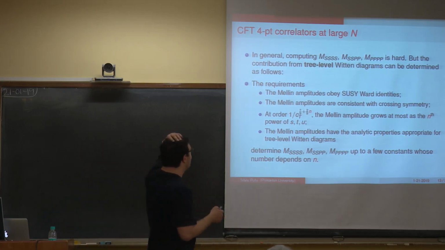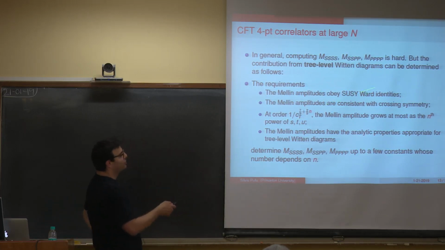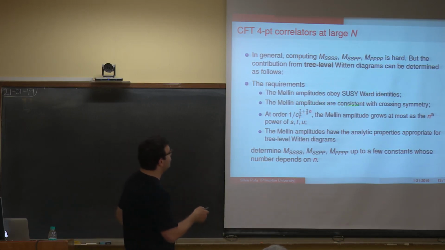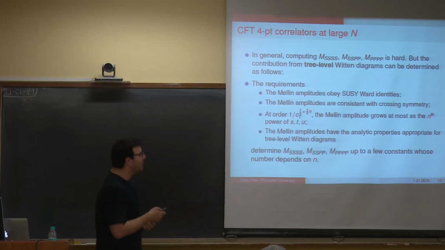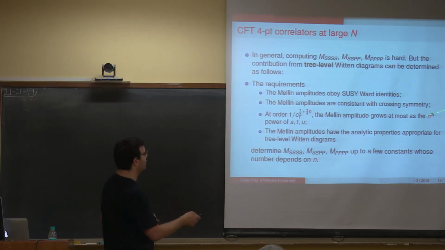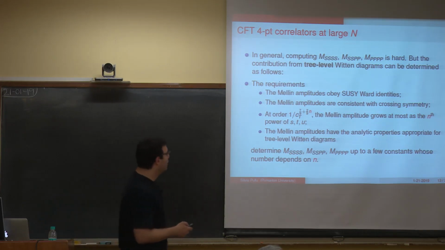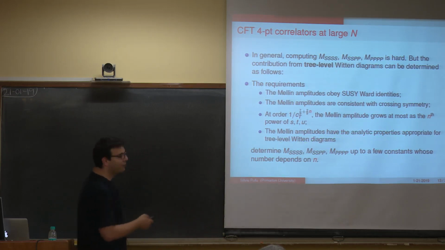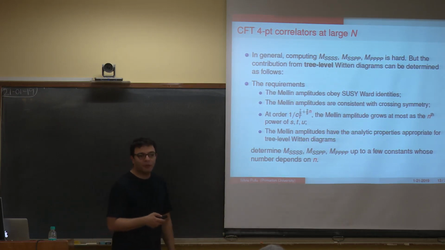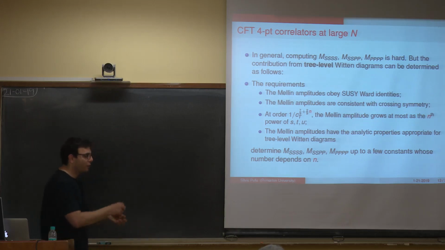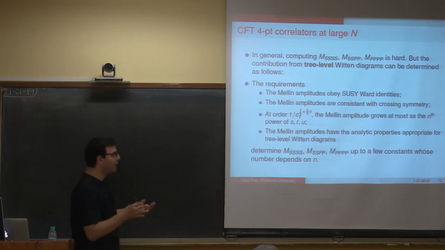And the requirements are the following. The Mellin amplitudes should obey the supersymmetric Ward identities. The Mellin amplitude should be consistent with crossing symmetry. At a certain order in the 1/CT expansion, the Mellin amplitude should grow at most as the nth power of S, T and U. This comes from the relation between flat space scattering and the Mellin amplitudes. And the last one is that the Mellin amplitudes must have the right analytic properties that are appropriate for tree-level Witten diagrams, meaning that they can have only some set of poles, or they can be analytic.